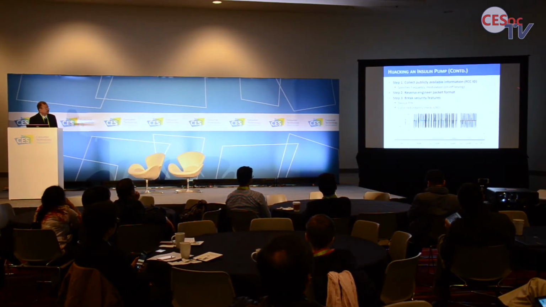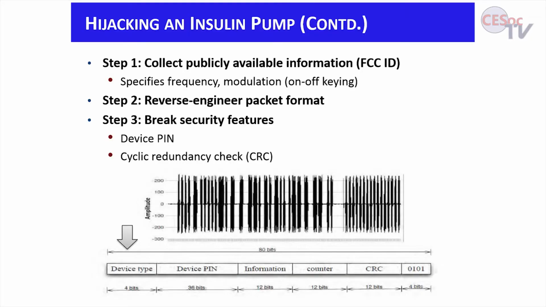So you collect publicly available information, frequency modulation for the insulin pump that we looked at. It was on-off keying. You reverse engineer the packet. Here is the packet for the insulin pump. We didn't give so much detail in the paper that you could actually replicate our attack, but we gave enough detail to convince you that we had done the attack.